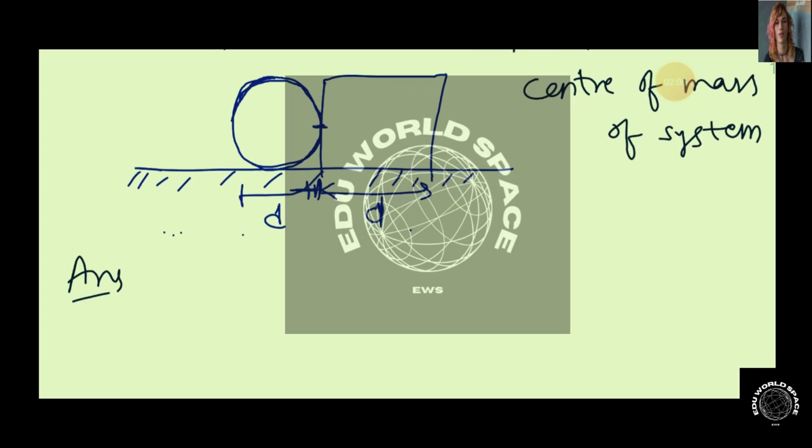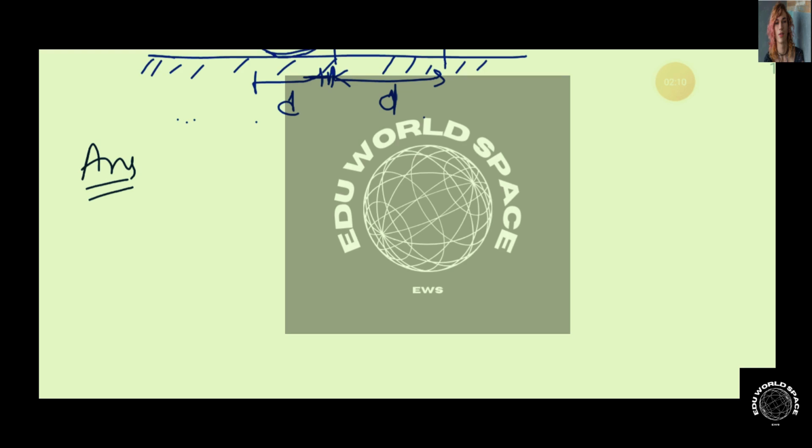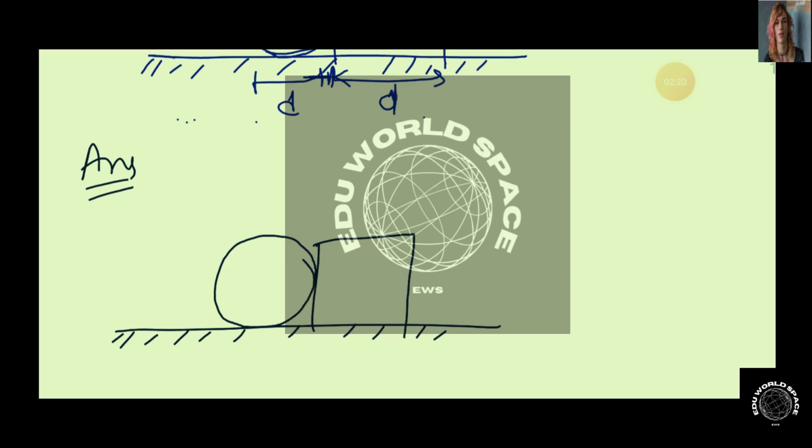In the answer, first I will draw this figure again. This is the ground, this is the square plate, and this is the circular disc, and they are touching at the midpoint. Further, the edge of this square plate is d, and the diameter of the circular disc is d.